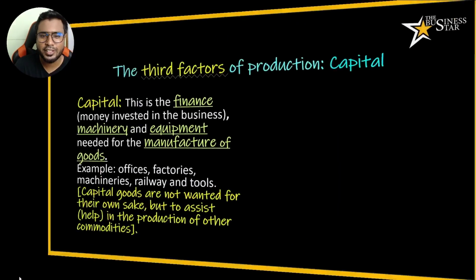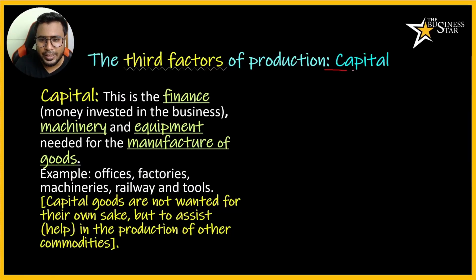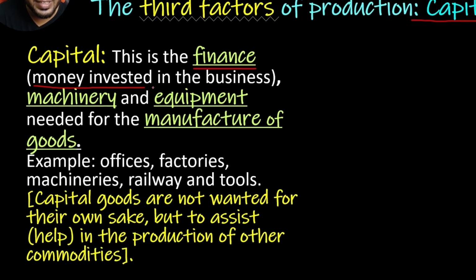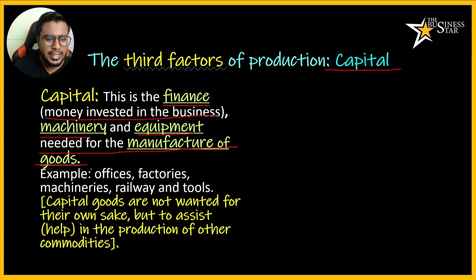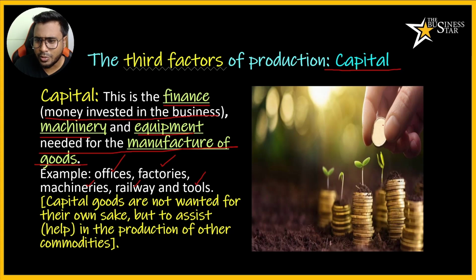Now moving on to the third factor of production, which is capital. Capital is the finance, which is the money invested in the business. Also, it is the machinery and equipment needed for the manufacture of goods. Examples include offices, factories, machineries, railway, tools, everything falls under capital, okay? So over here you see that I've invested money in my business and the business is slowly growing, right?